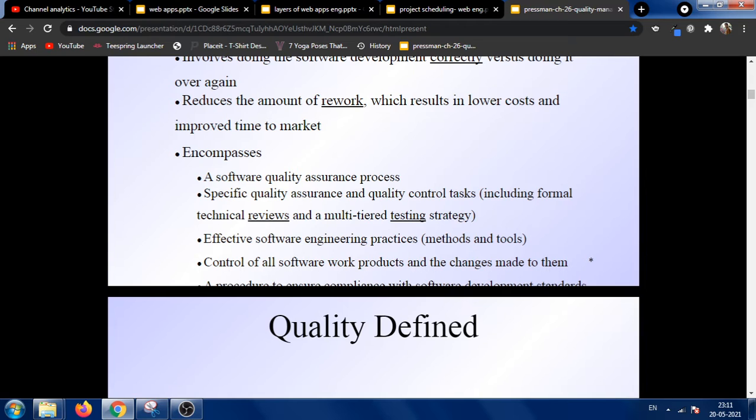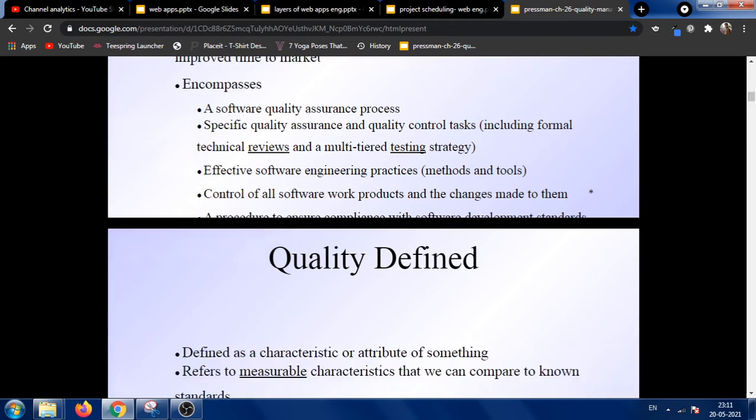And then a multi-tiered testing strategy. What is the multi-tiered testing strategy? It is testing at various different levels. The next one is effective software engineering practices: the methods and the tools. What are the effective tools and techniques we are using in order to do the process perfectly? Control all the software work products and the changes made to them. A procedure to ensure compliance with the software development standard. So here we are using the proper tools and techniques, and we are also making continuous reviews and proper testing strategies in order to get a quality product.